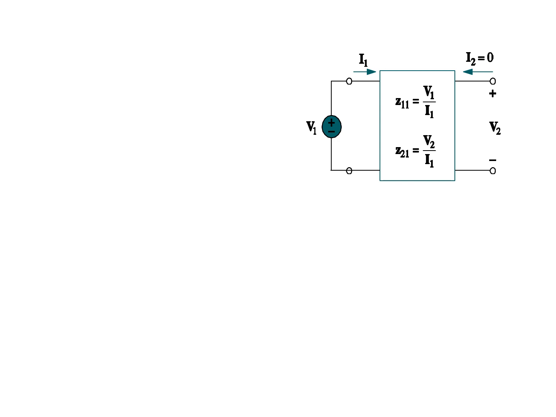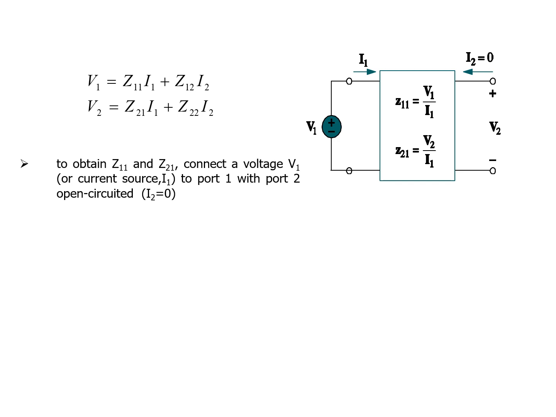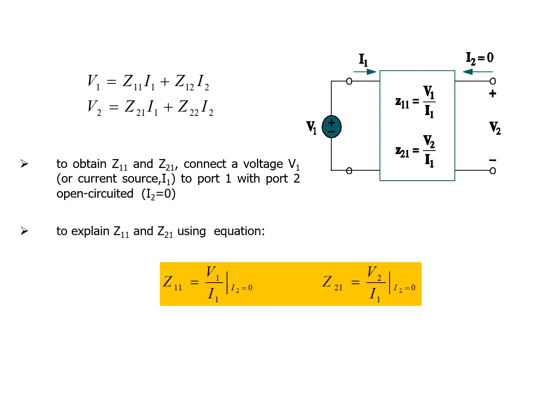Alright, looking at this diagram, this is how we find the values of Z11, Z21, Z12, and Z22. The first step is to obtain Z11 and Z21. We connect the voltage V1 across terminal 1, or port 1, but port 2 we leave open circuited. Now why is it open? Because we want the current I2 to become 0. It's easy for us to calculate Z11 and Z21, and they are obtained as shown.